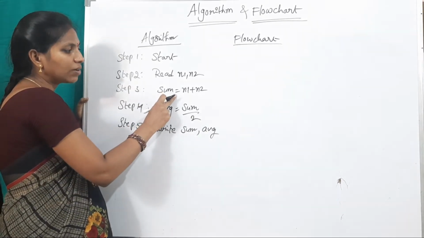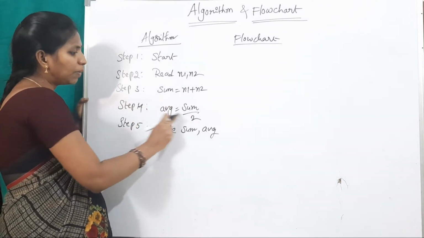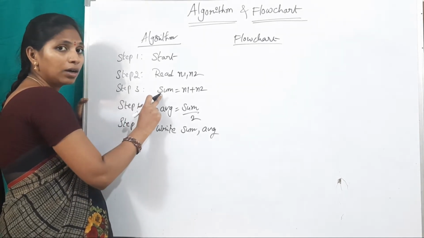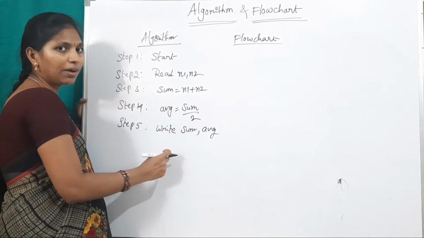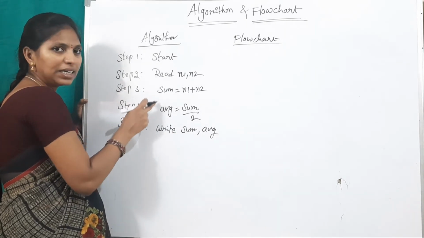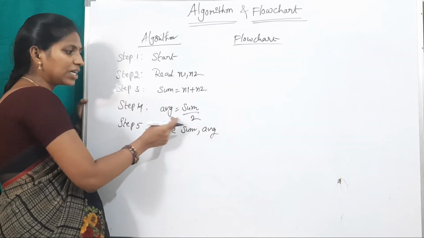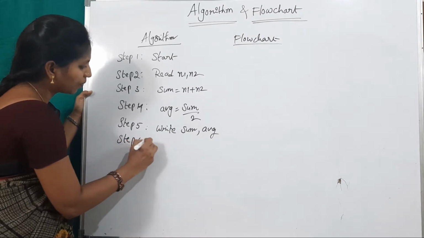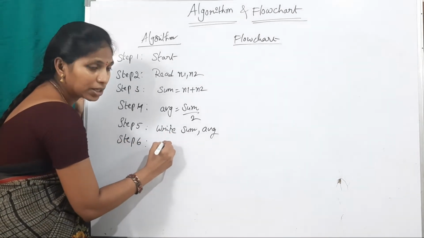After calculation of sum, we can print sum. Means in the place of this step 4, you may write sum. Next, calculate average, then write average. But here I have written sum equal to N1 plus N2, in continuation calculated average. Next step is write sum and average, finally stop.